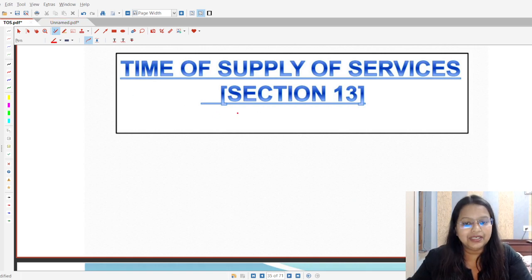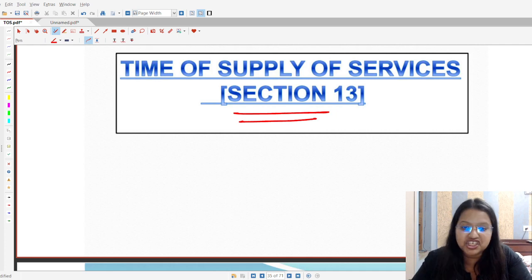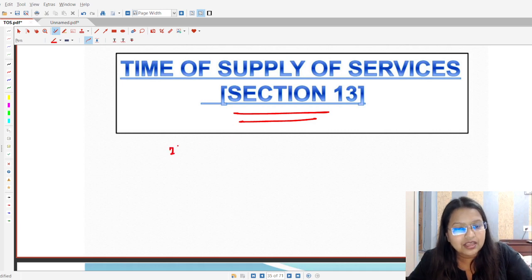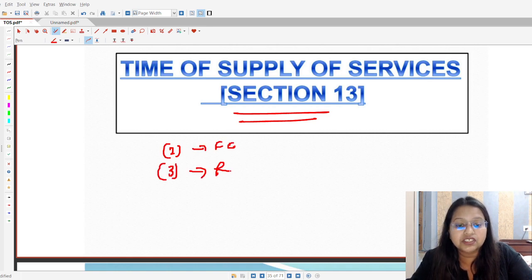Next is section number 13. Now students, in the case of section number 13, we will cover the time of supply of services. The 5 subsection numbers are the same here also. That is, in subsection number 2, we will cover the forward charge. In subsection 3, we will cover the reverse charge.